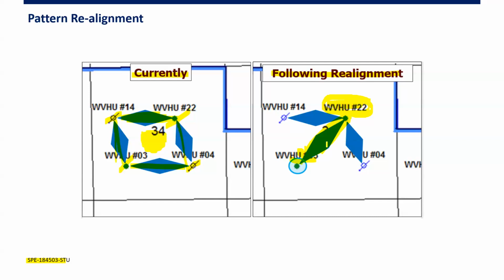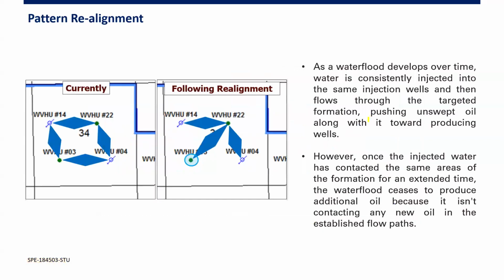And also I take some notes from this paper, and I think it's very important if we can read it together. It's very interesting. And the author put the statement in a way that's very understandable, and the statement is quite effective. So let's read it together. As a waterflood develops over time, water is consistently injected into the same injection wells and then flows through the targeted formation. Okay, we already know that. Pushing unswept oil along with it toward producing wells. So that's what we have here.